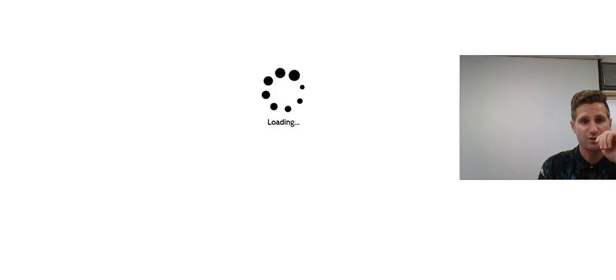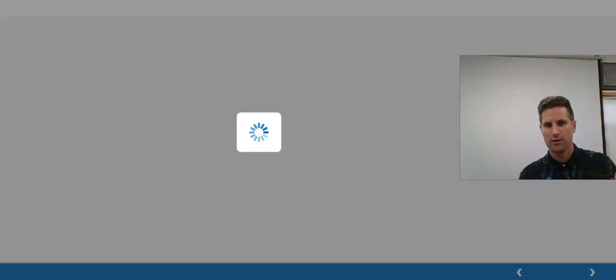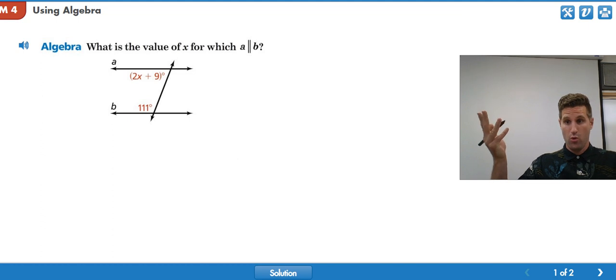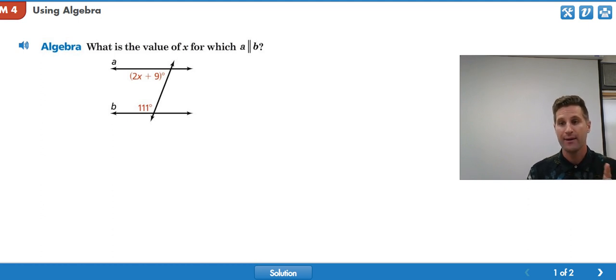Let's throw in some algebra. Why not? I'm good at algebra. I taught it. You took it. Okay. What is the value for x which would make A parallel to B? Okay. What kind of angles are these? First of all, those are same-side interior angles. So, by the converse of same-side interior angles, these two would have to add up to 180.